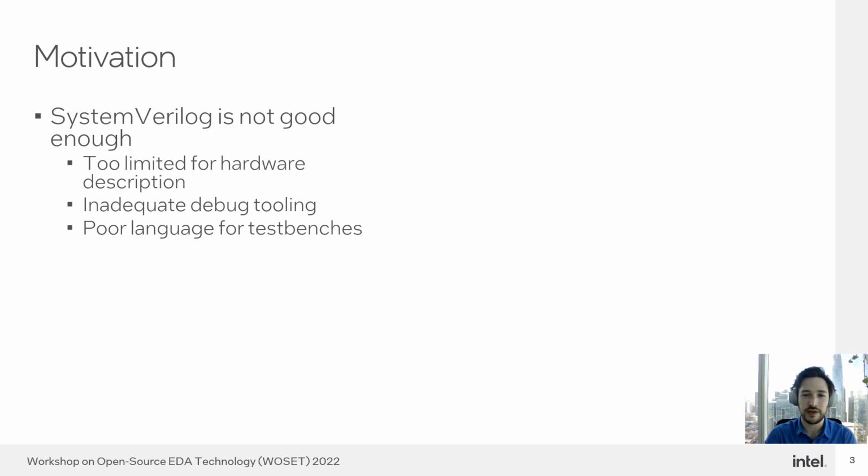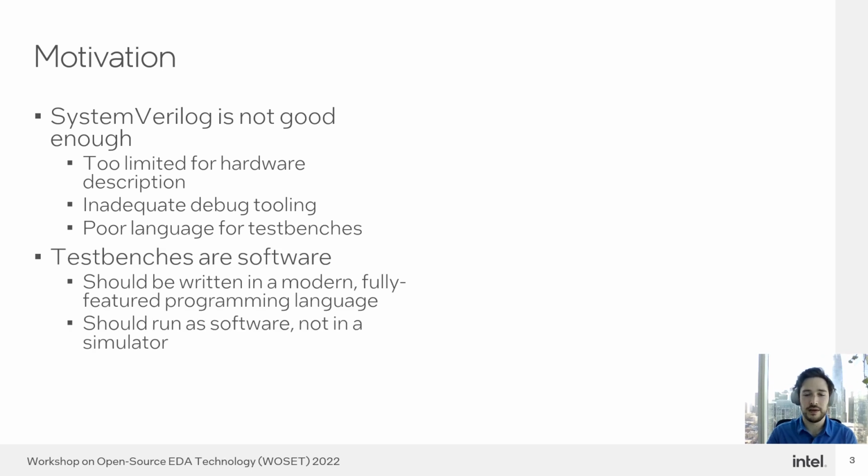SystemVerilog is also a poor language for test benches. Test benches are software, even if some don't think of it that way. Nobody writes any software in SystemVerilog unless they are a verification engineer because it's not a great option for software development. We just use it because it's convenient to interact with hardware and related tooling in the same language and tool stack. Test benches should be written in a modern, fully featured programming language. Also, test benches should run as software natively, rather than being passed into some separate black box tool to be executed, which reveals only limited information about the run.